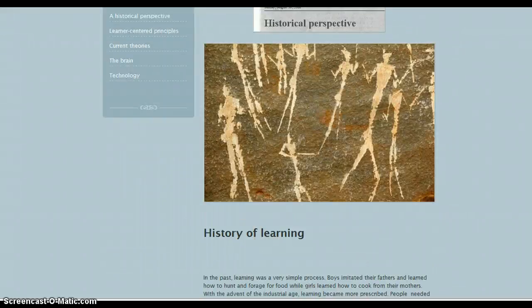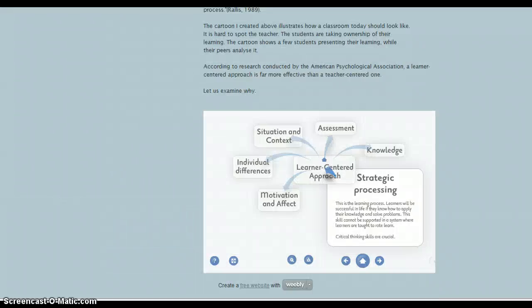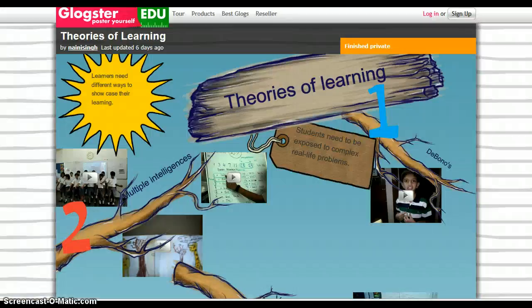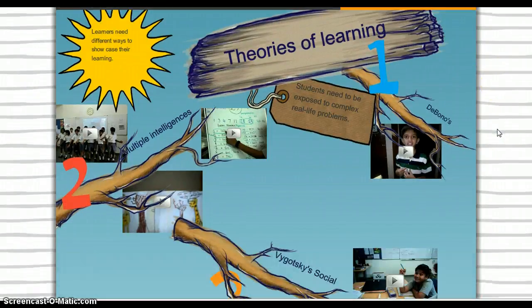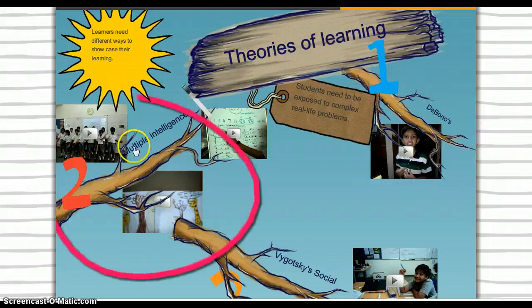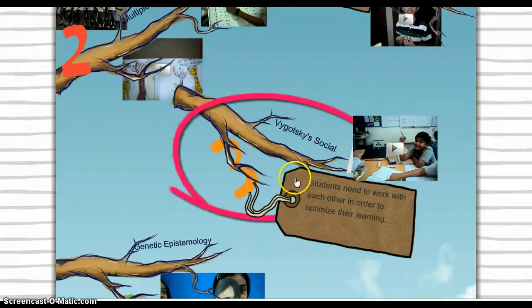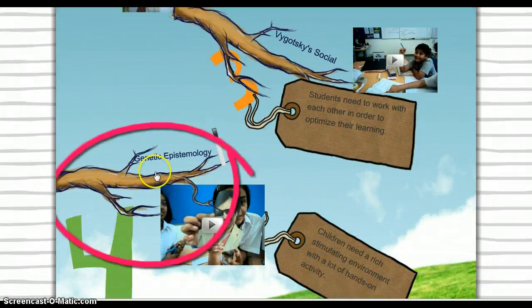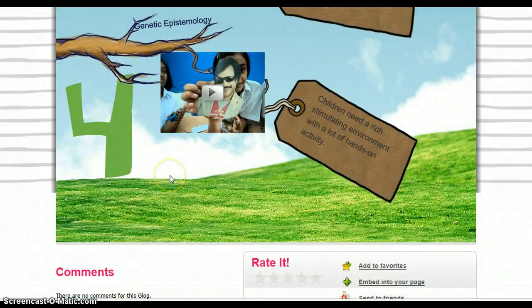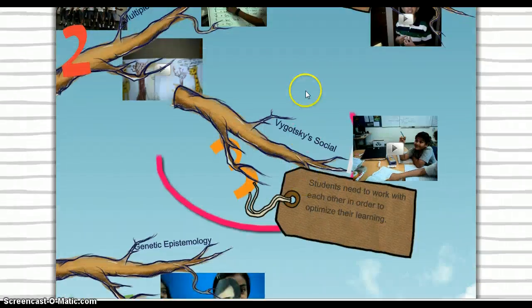So we go back to that page, another Glog I'd created where the theories of learning and the ones I use in class, I sort of focused on Edward de Bono, and here multiple intelligences, Vygotsky's social constructivist learning, genetic epistemology, and these are a few of them I chose, and I posted a video that demonstrates this.